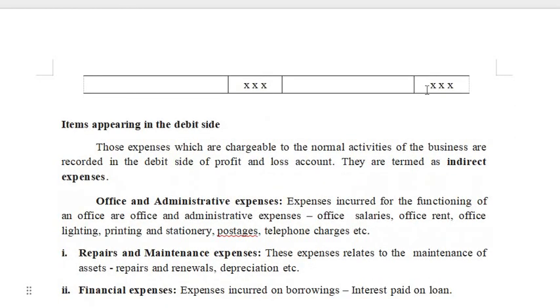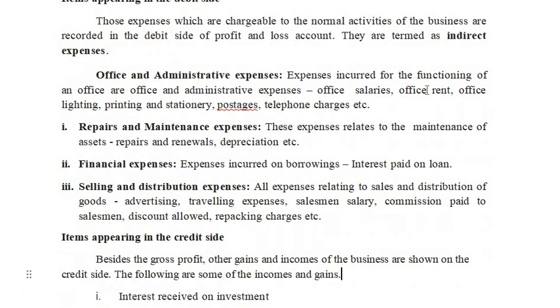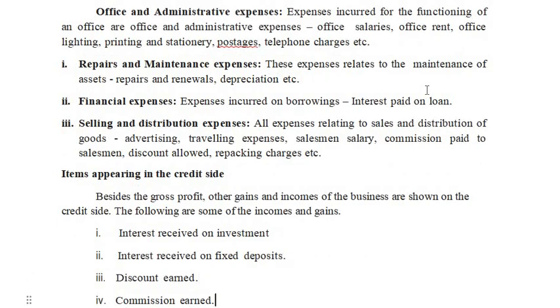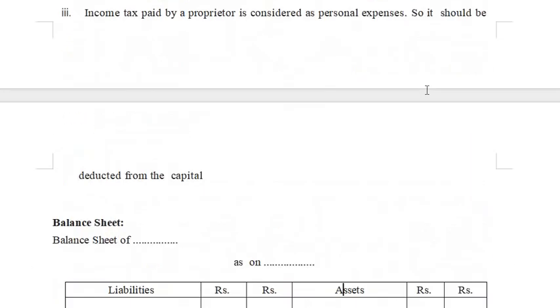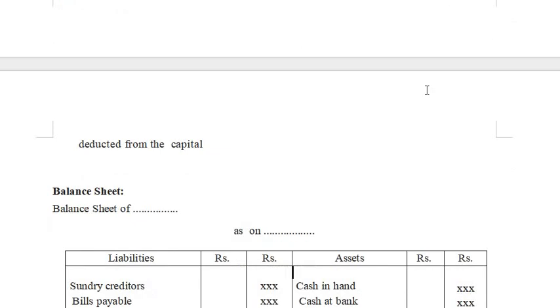Similar to the trading account, I gave an explanation for all the items that appear on the profit and loss account. Then the next statement, the third step in final account, is the balance sheet. A balance sheet is a statement that considers two important pieces of information: one is liability, another is asset. The main purpose of preparing a balance sheet is to know whether the business is sound or not.